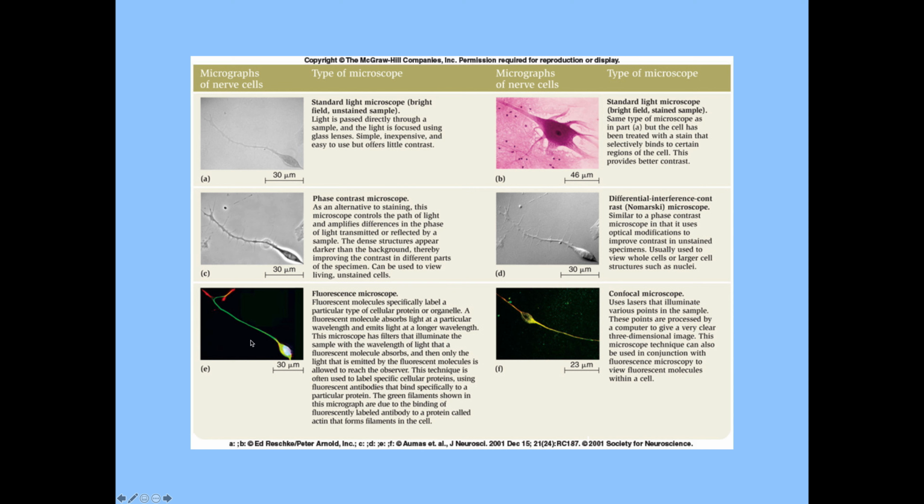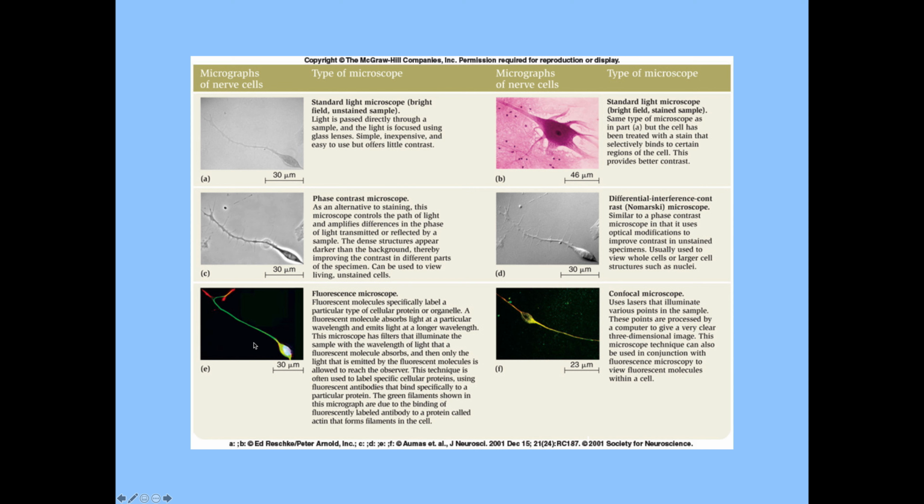Now down here in the bottom left, E, we're looking at a fluorescent microscope. In fluorescent microscopy, fluorescent dyes of different colors are attached to antibodies. The antibodies are usually specific for different parts of the cell.